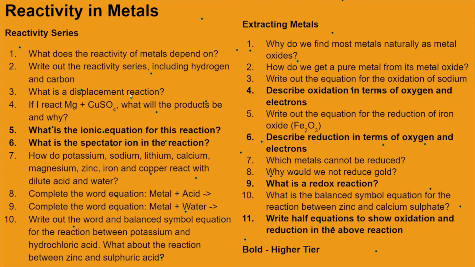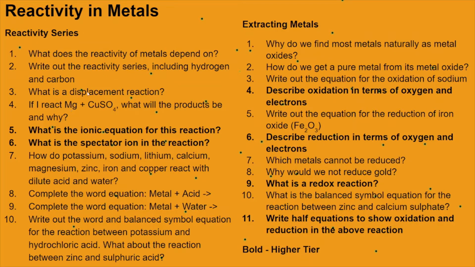So displacement reactions are quite interesting. If we look down to 4, basically what happens in a displacement reaction is one metal, a more reactive metal, kicks out another metal from its compound. So ionic compounds we see here, copper sulfate plus magnesium. The reaction happens here because magnesium is more reactive than copper. This is why you need to remember your reactivity series.